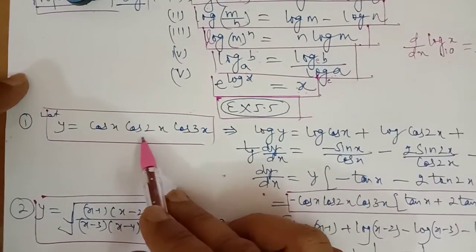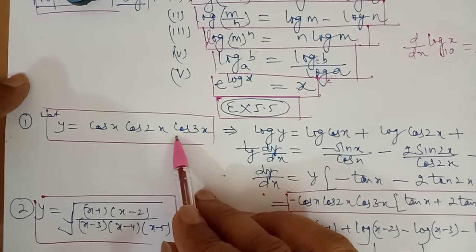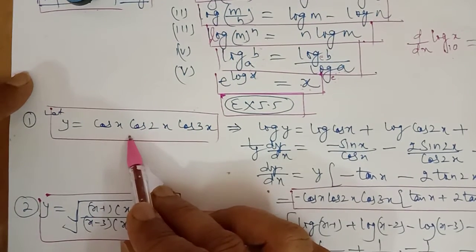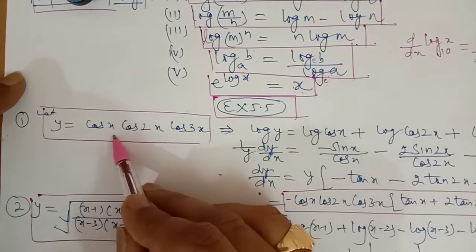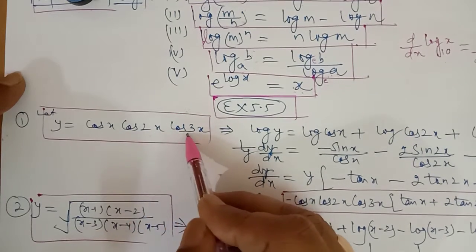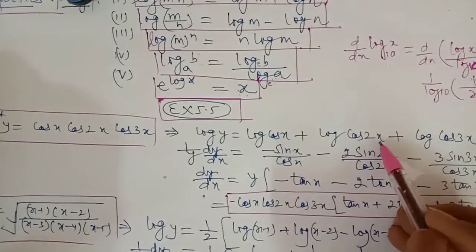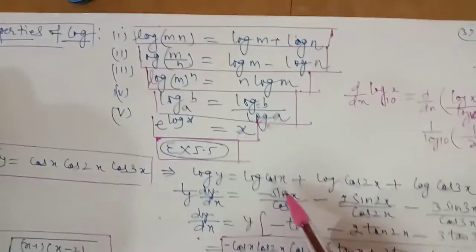It is cos x, cos 2x, cos 3x. Now we can differentiate this function by using the product rule also, but by taking the logs the question becomes easy. So taking log on both sides, log y will be equal to log cos x plus log cos 2x plus log cos 3x. In multiplication, by taking the logs it becomes a plus sign. This is the property of the log we have done in the last lecture.